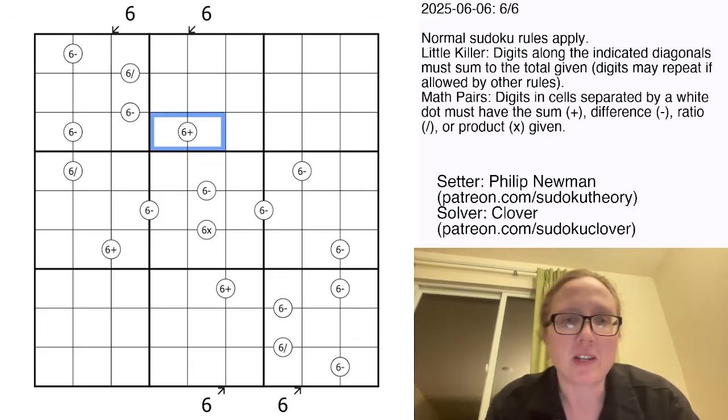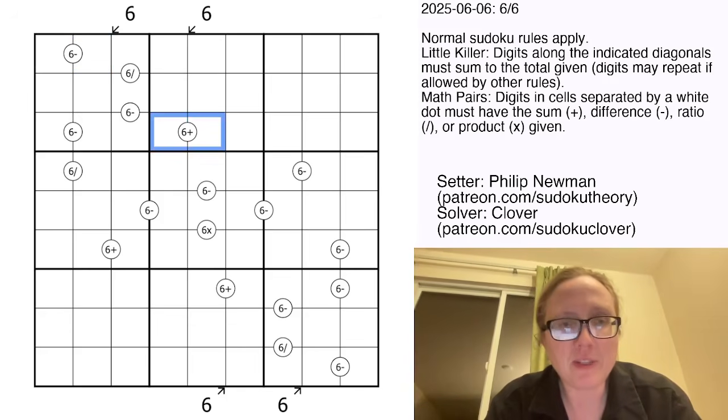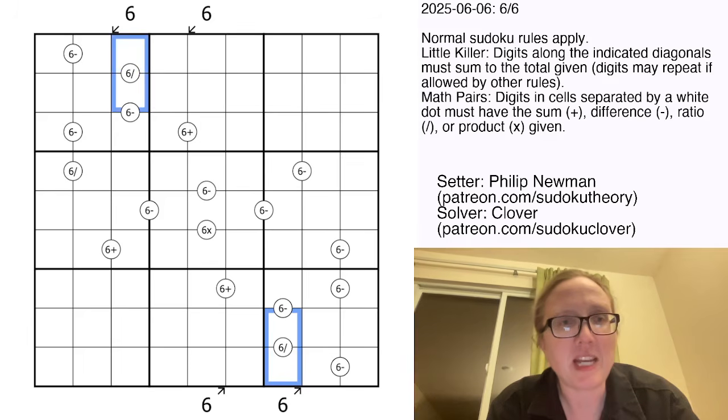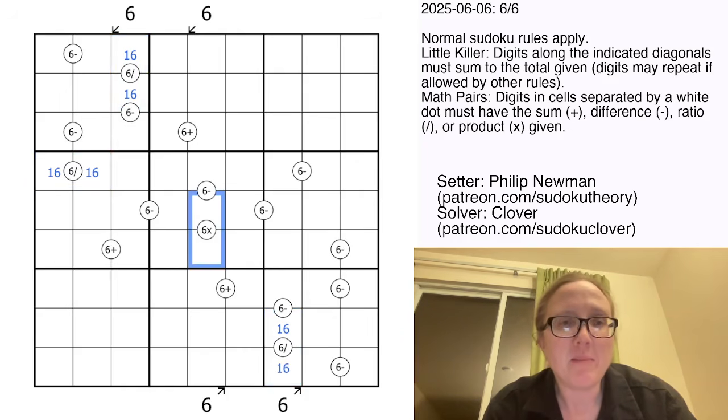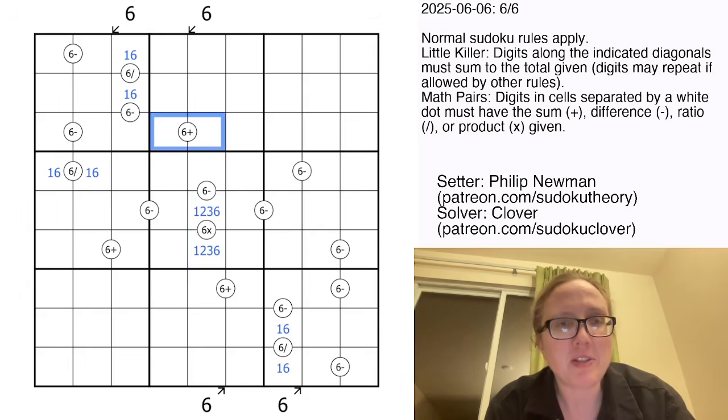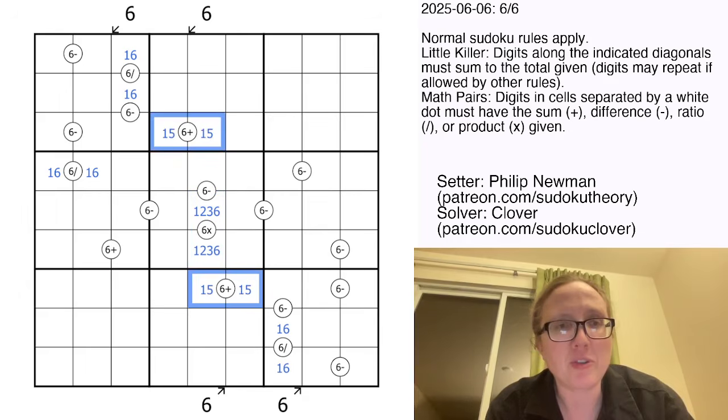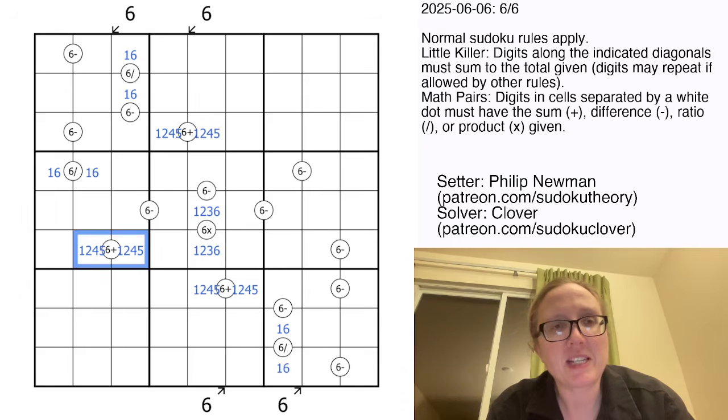So we can pencil mark quite a few of these. For instance, the only two Sudoku digits where if you take one of them and divide it by the other, you get a result of 6, are 1 and 6. There is not any other valid way to do that. With multiplying to get to 6, we have to either do 1 and 6 or 2 and 3. And with addition to get to 6, our options are 1 and 5 or 2 and 4. And there are a few more options for the 6 minus.